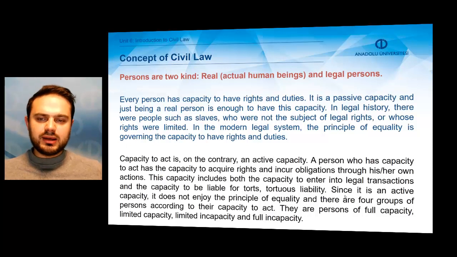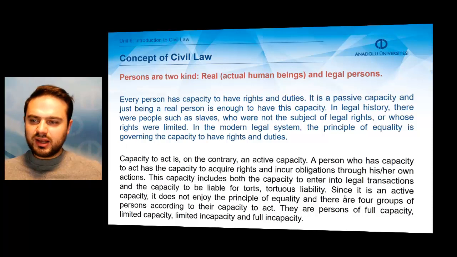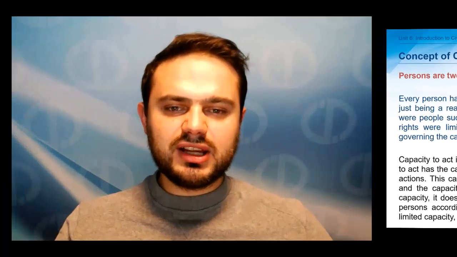Every person has capacity to have rights and duties. It's a passive capacity, and just being a real person is enough to have this capacity. In legal history, there were people such as slaves who were not the subject of legal rights or whose rights were limited. In the modern legal system, the principle of equality is governing the capacity to have rights and duties.